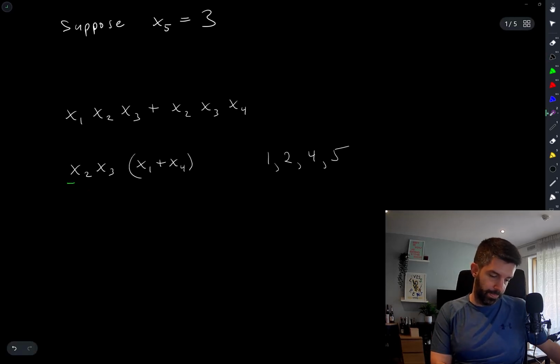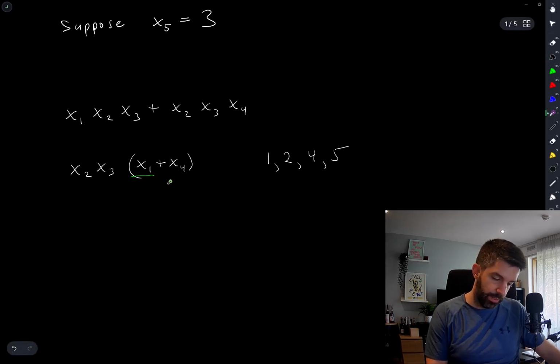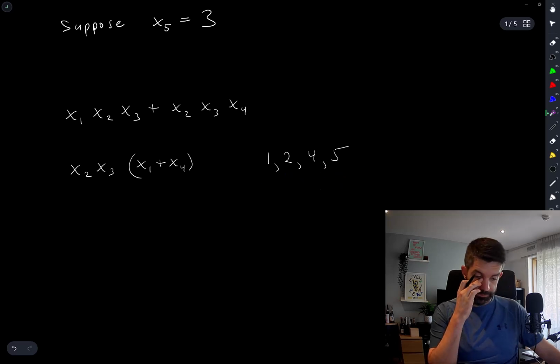So that's not divisible by 3. That's not divisible by 3. But this sum might be divisible by 3. But the only way to do that, well, there's a few ways to do that, right? x1 and x4 could be 1 and 2. They could be 1 and 5. They could be 2 and 4, or they could be 4 and 5.